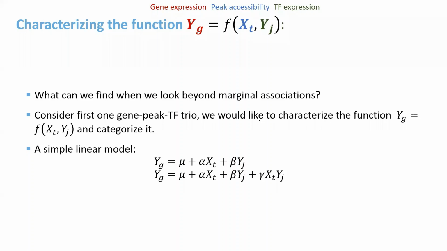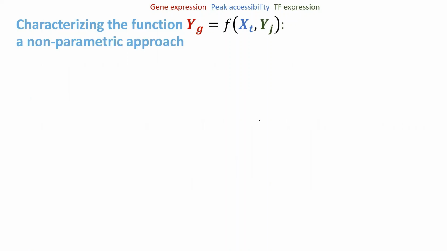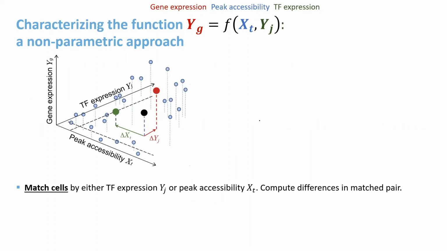But we know that the regulatory relationships are actually very complicated. It's certainly not linear. It can very well be nonlinear, or of various forms that are really hard to quantify. So that's why we want to propose a non-parametric method. So how do we do that? We start by matching the cells by either their TF expression or peak accessibility.